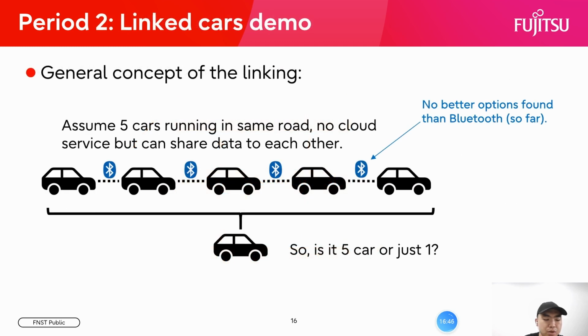In the development period 2, I will make a demo which is called Link Cars. The overall concept is shown in the figure below. Assuming that 5 cars are driving on the avenue, and they establish wireless connections between each other, then it can be understood that these 5 cars are actually one. By the way, the wireless communication technology between them is likely to be Bluetooth. At least so far, no better choice has been found in the current investigation.